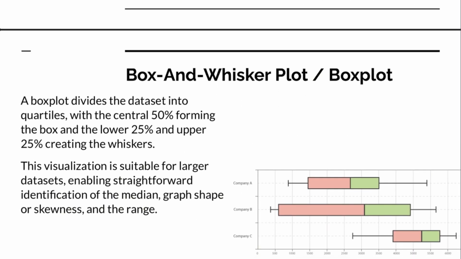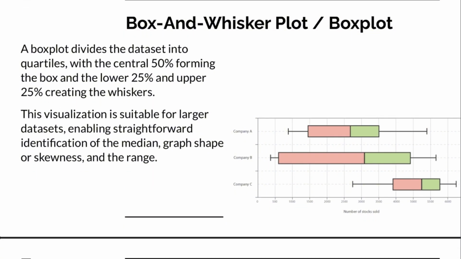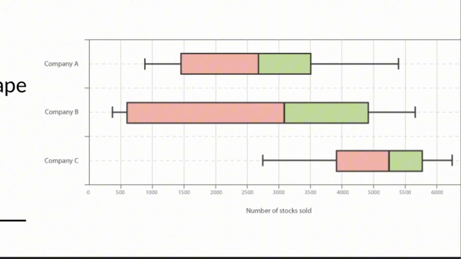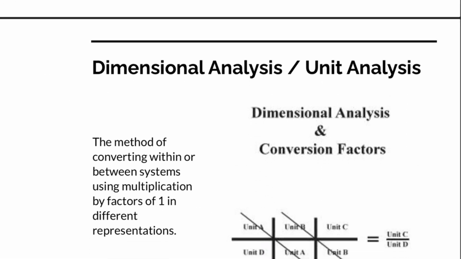Box and whisker plot. Here's another type of graph. A box and whisker plot is also known as a box plot, so just know the two because they're interchangeable terms. A box plot divides the data into quartiles, with the central 50% forming the box and the lower 25% and upper 25% creating the whiskers. This visualization is suitable for larger data sets, enabling straightforward identification of median, graph shapes or skewness, and ranges. As you can see, that's a box plot.